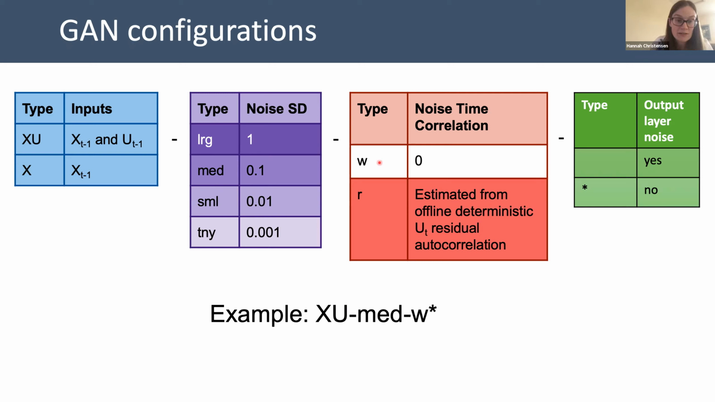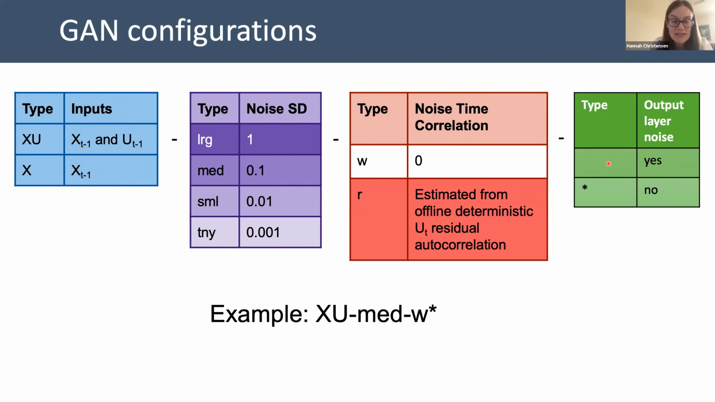We tested both white and red noise. This is based on our experience of stochastic parametrizations in forecast models. We know that red noise is very important, so we wanted to test the sensitivity of this. And we estimated what the autocorrelation of our noise should be, the lag one correlation, from some offline estimates of the residual between our GAN U and the true tendency.